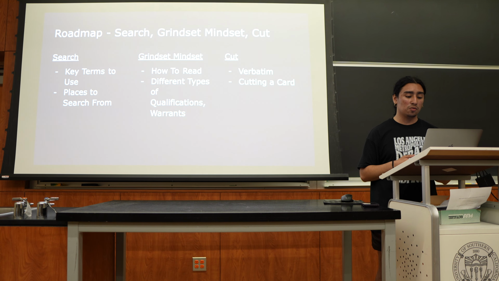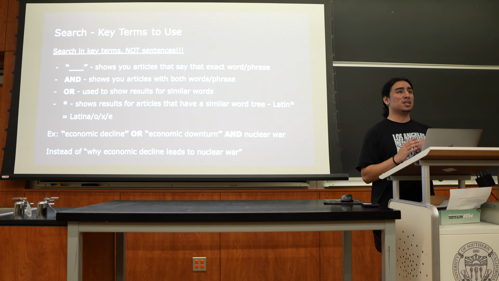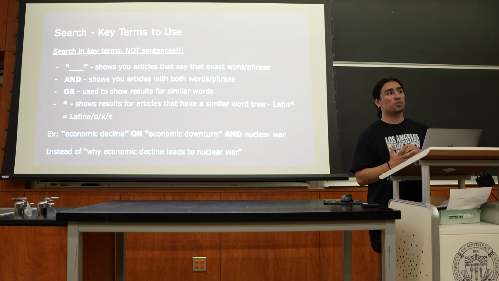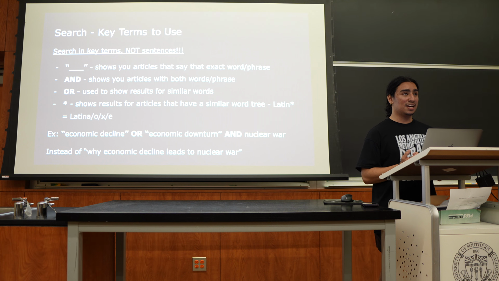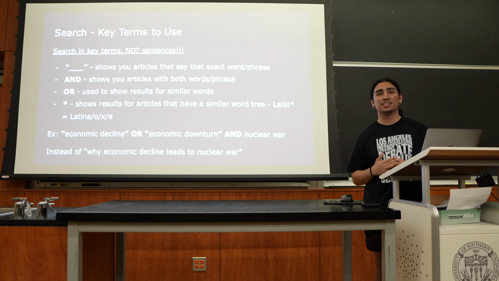All right, we're going to start off with the first part. Search, key terms to use. First thing I want to remind y'all is when you are looking for an argument on Google or anywhere else, I want you to search in key terms, not sentences. The reason I'm saying that is that, for example, if I want to research why economic decline leads to nuclear war, me personally, I'm not going to type a sentence that says economic decline leads to nuclear war.